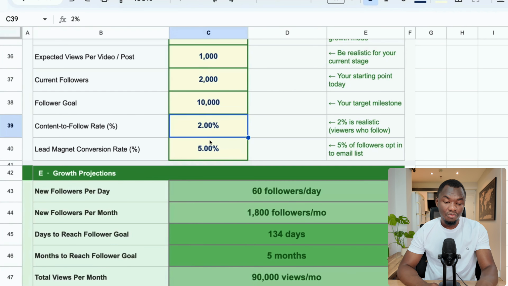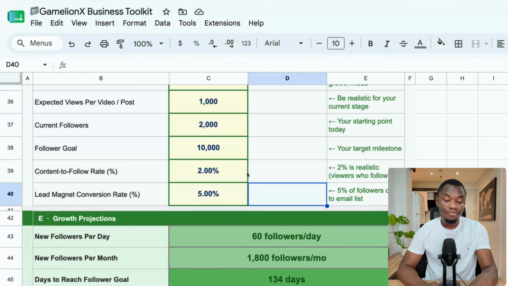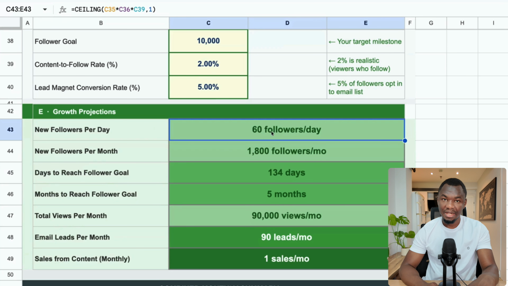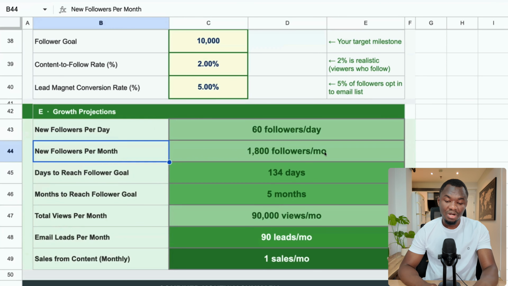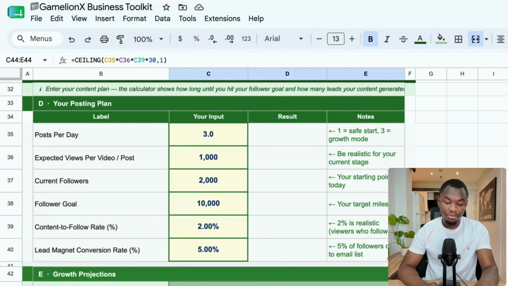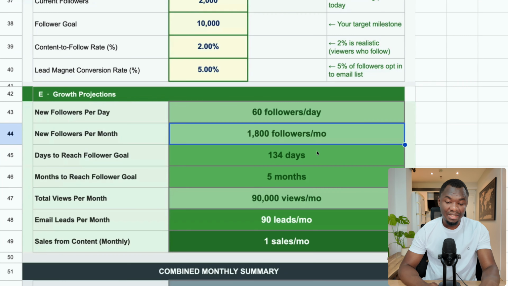And then the lead magnet conversion, maybe you have something like a free product that you give to people, and this is from the email list. What is it? The 5%. And if you do this, the growth calculation is your new followers per day could be 60 followers per day. And at the end of the month, you would have reached 1,800 followers. So from your current followers, you would have added 1,800 more.